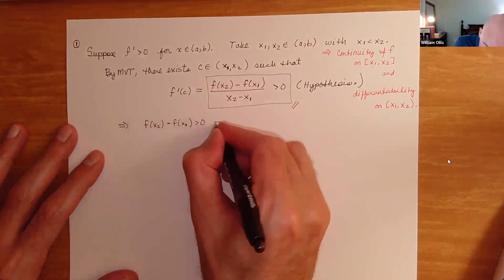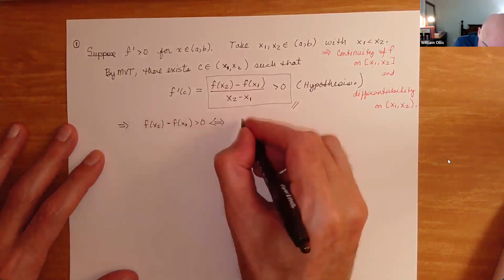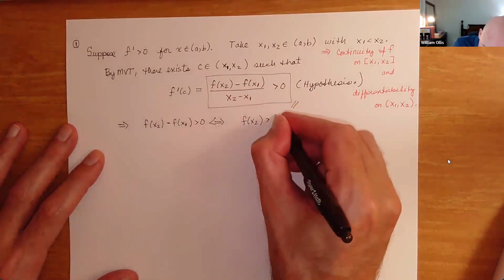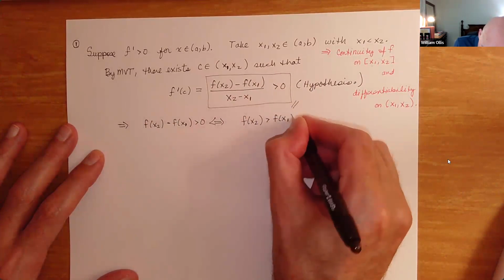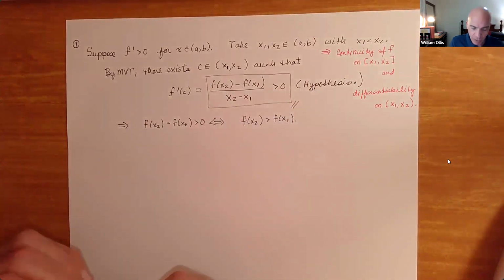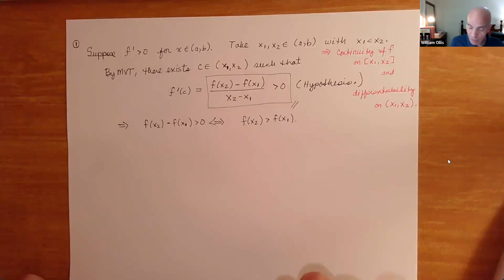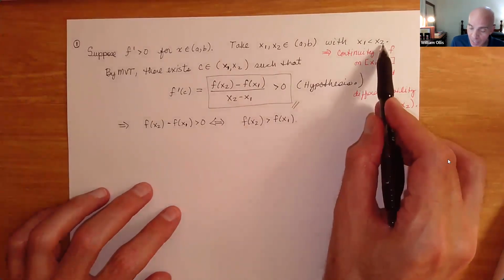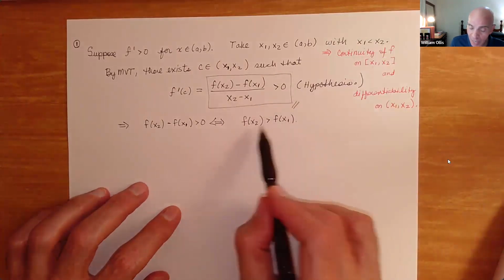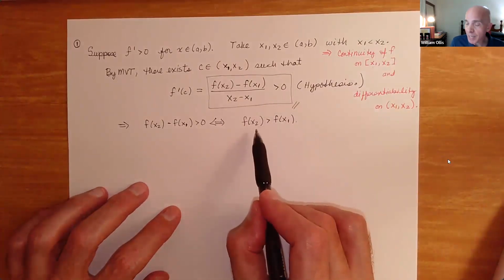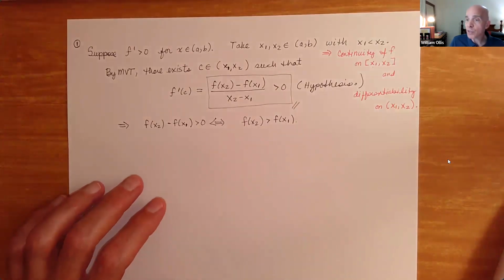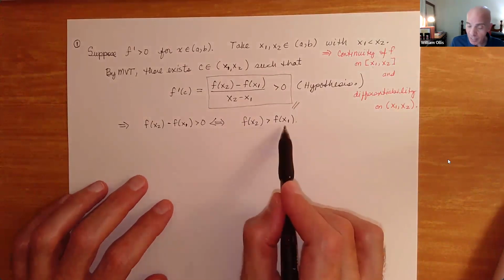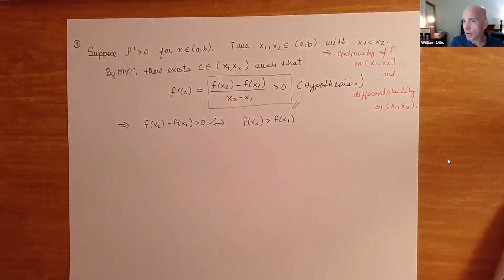Now, of course, we can just simply transpose. So we have f of x2 is greater than f of x1. So now when we look at this, we can make our deduction. That is, if x1 is less than x2, then the value at x1 is less than the value at x2. So the values of the function are getting bigger. That is, the value at x2 is greater than the value at x1. You can say it however you like.